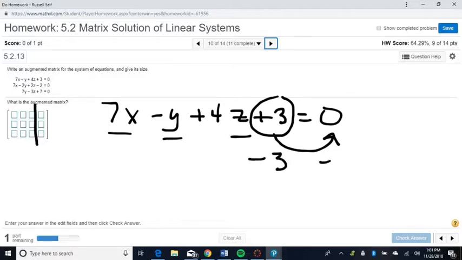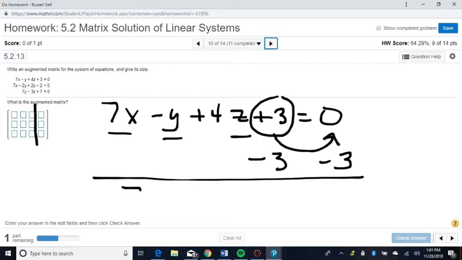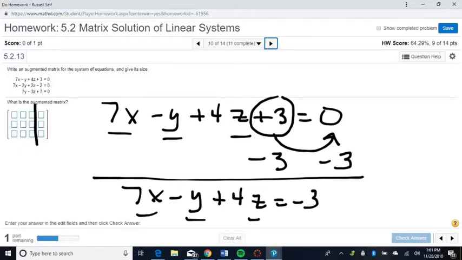So what I'll do is I'll simply subtract 3 from both sides, and that will put it in the right format. Remember, it's x's, y's, z's, equal symbol, then the number. Now I can type in the right format.